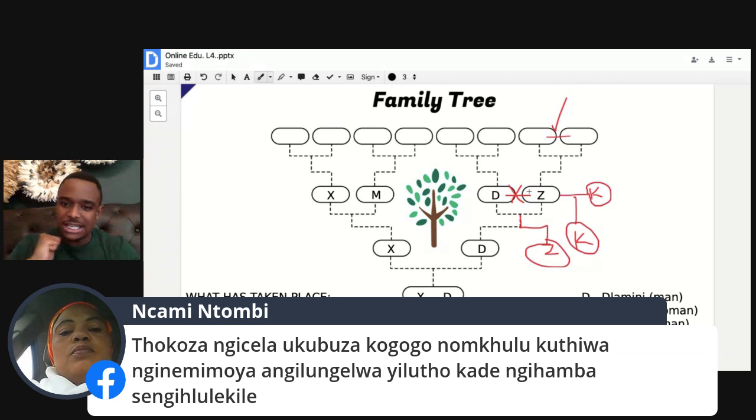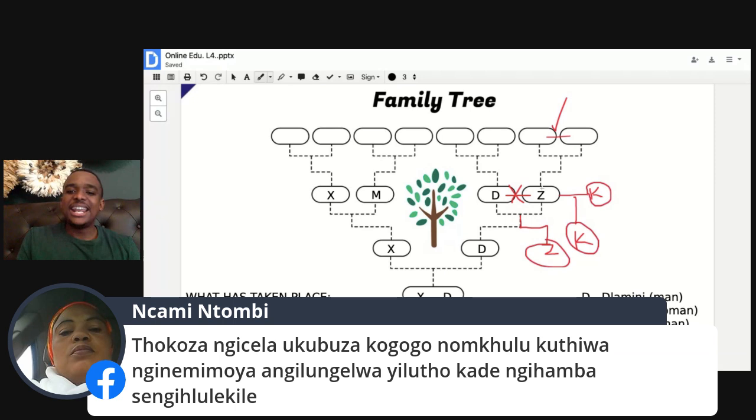But then somewhere along the line, Dlamini decides, you know what, actually, I see why I did not want uMazuma in the first place. I don't want to marry him anymore. But they've already had a child number 2 over here. This child must remain as Uzuma. Okay?